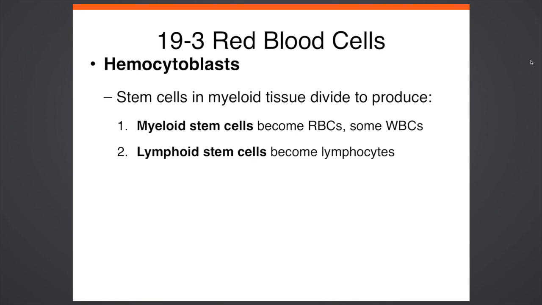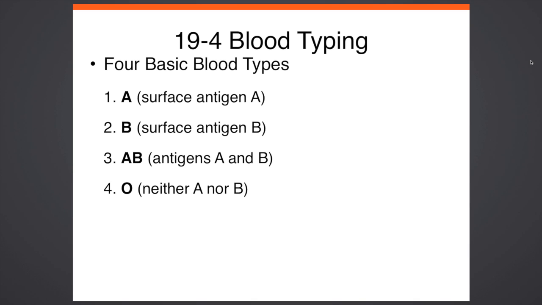Okay, hemocytoblasts basically are stem cells. We don't need to really go into this one, so skip this page. All right, this is very important. Your blood typing. There are 4 basic blood types: Type A, B, AB, and O.